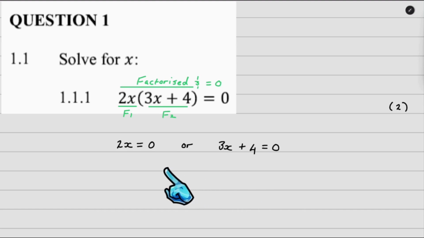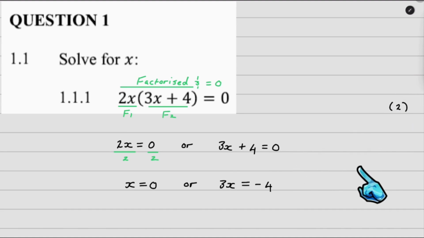And now I've got to work on getting x on its own with both of them. In this equation, I'm going to divide both sides by 2, which will just leave me with a first solution of x equals 0. On this side, I'm firstly going to take the 4 over, and it becomes negative 4. And then I need to get rid of this 3, so I divide both sides by 3 over here. And I get my second solution to be minus 4 over 3. If you pop that into the calculator, it does not simplify, it just stays like that.